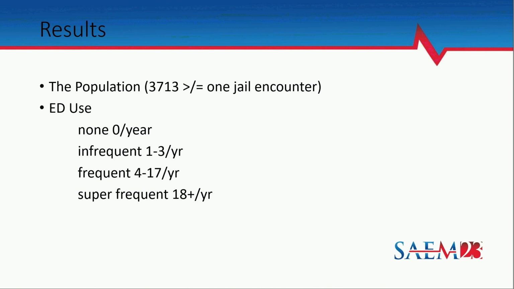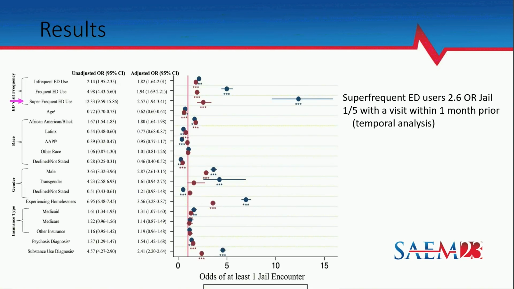3,713. They looked at their ED use and found that people who had no visits to the ED were 4%. Those with infrequent visits, being 1 to 3, were 17%. Frequent visits between 4 and 17 visits a year were 34%.